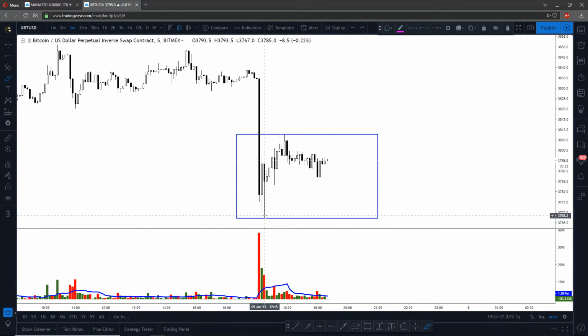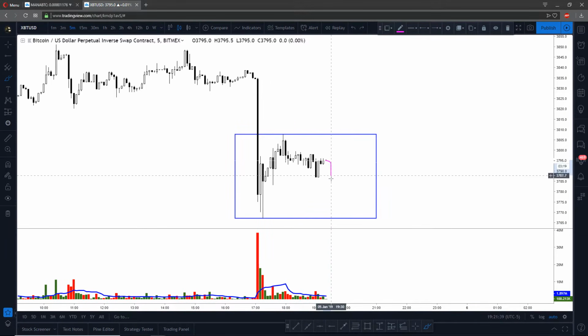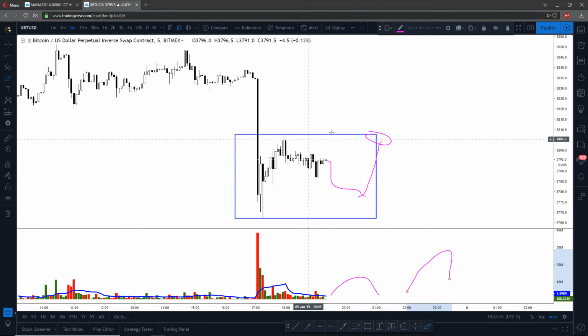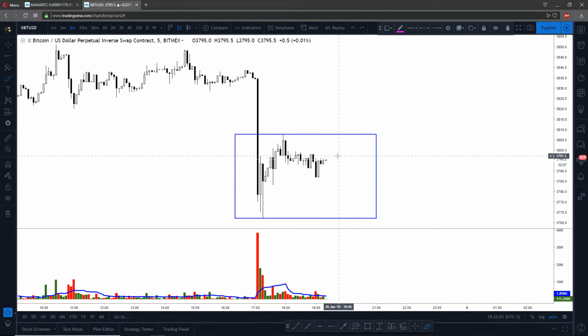So I would like to see this head back down towards the bottom, find support with good buying volume, bounce up, and then break the high on good buying volume. That is a perfect accumulation pattern. That is what we look for. So I wouldn't trade it where it is. That's not a good trade if I'm using this technique, of course.